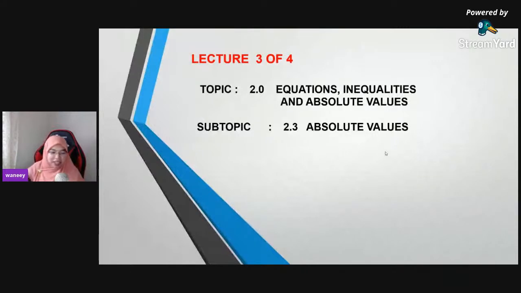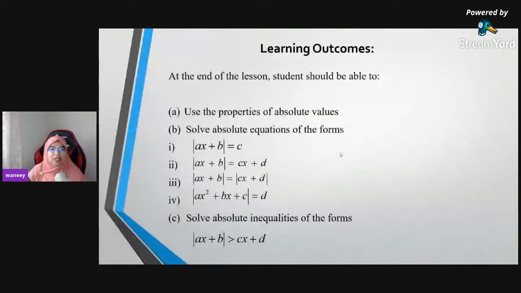12:05. Okay, so it's time for us to start. This is the second chapter, equations, inequalities and absolute values. We have done equations and inequalities, so now let us start with subtopic 2.3, absolute values. At the end of the lesson, you should be able to use the properties of absolute values.